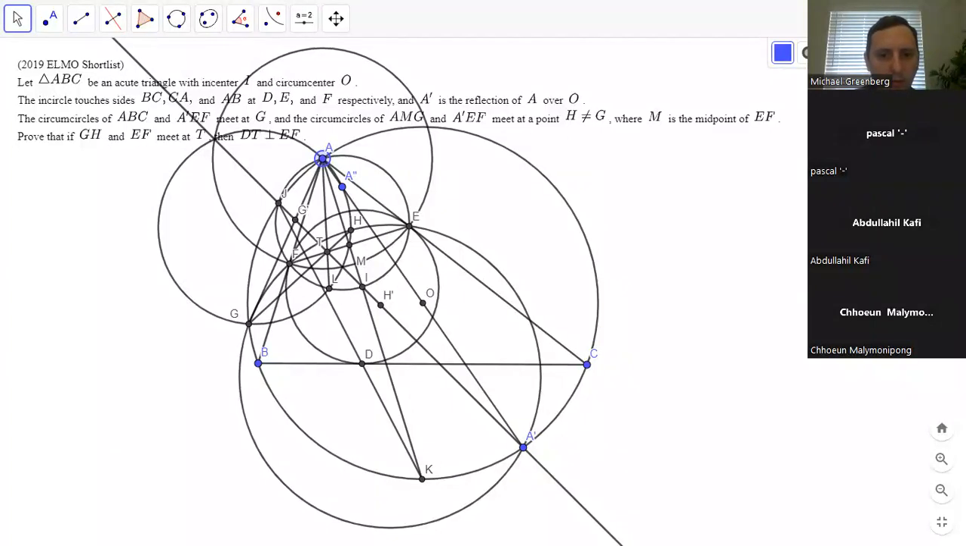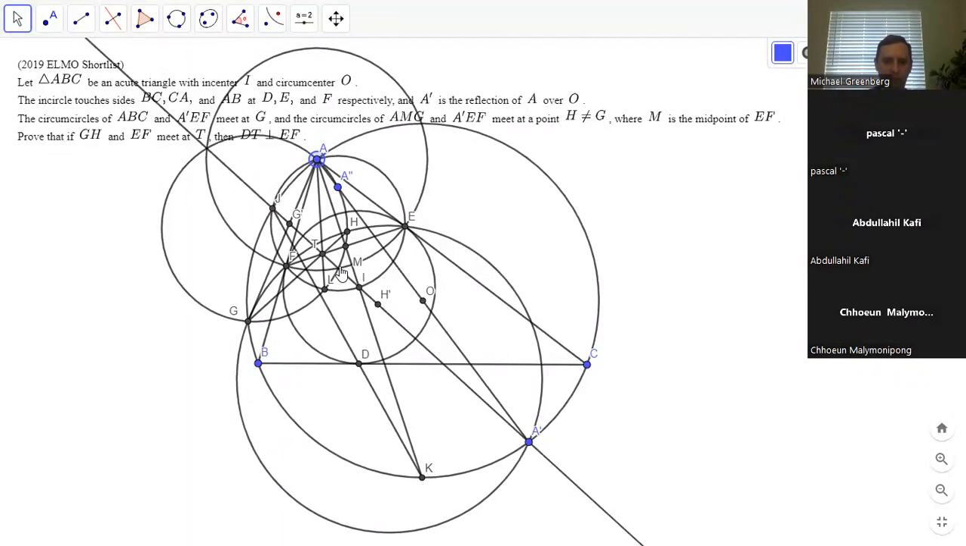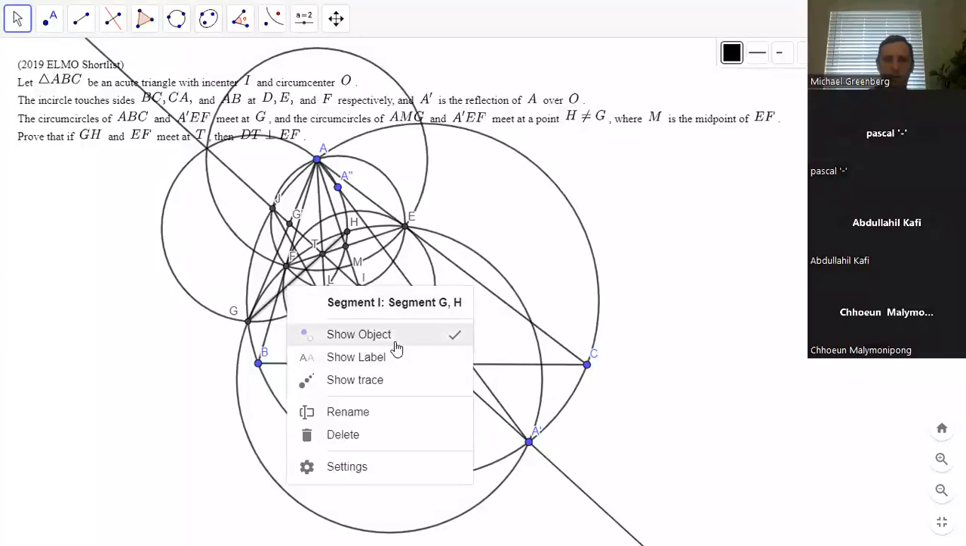So first of all, maybe I should just hide this point T for now and draw. Here's how I think I should do it, because we know a lot about the Sharkydevil point. The way the problem defines T, it lets GH meet EF. I don't think I should define it that way.